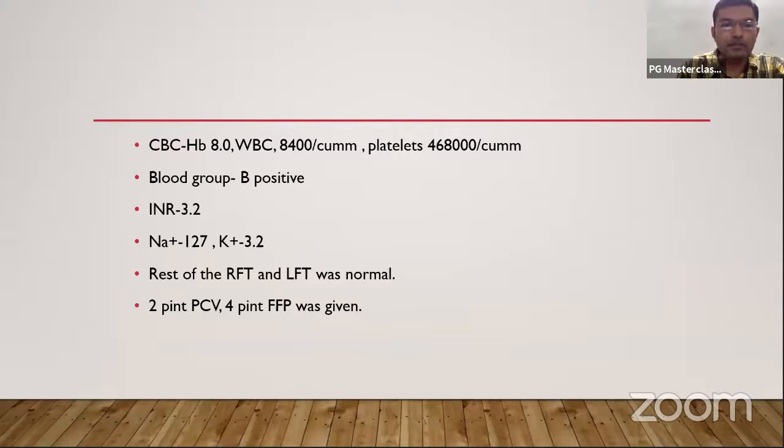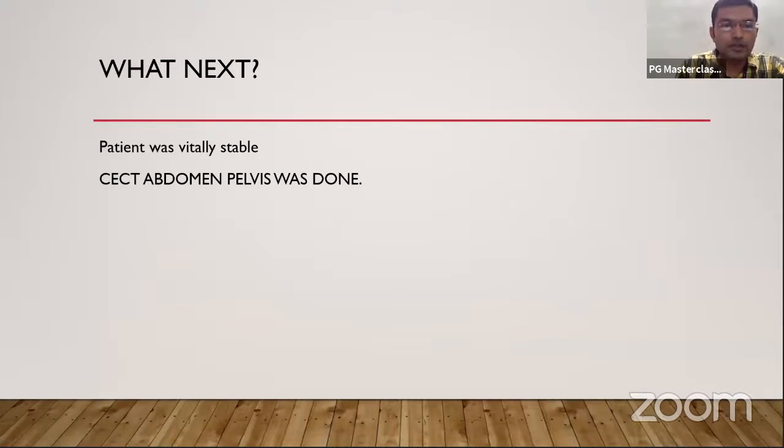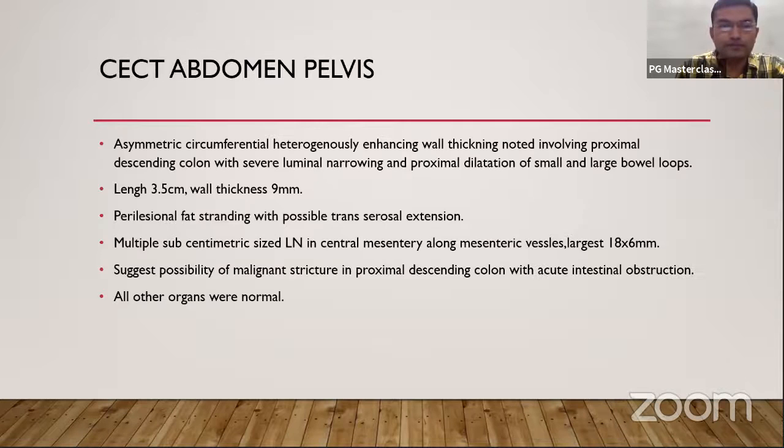The patient's Hb was 8, WBC count was 8,400, platelets were 4,68,000, and INR was 3.2. Potassium was 3.2 and sodium was 127. The rest of the RFT and LFT was normal. Two-point PCV and four-point FFP were given. The patient was vitally stable, so we went for the CT abdomen pelvis to find out the cause of the obstruction.